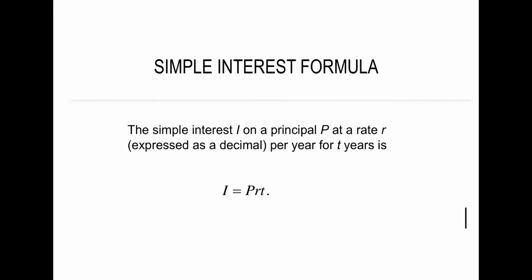And so that's our first formula that we look at here. The simple interest on a principal P at a rate R, expressed as a decimal, per year for T years is this one here. Interest equals principal, the amount you borrowed, multiplied by rate, the amount you're being charged, which is a percentage of the principal, and then T would represent the amount of time that loan is outstanding.